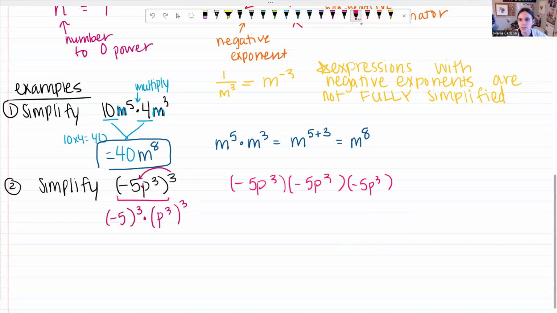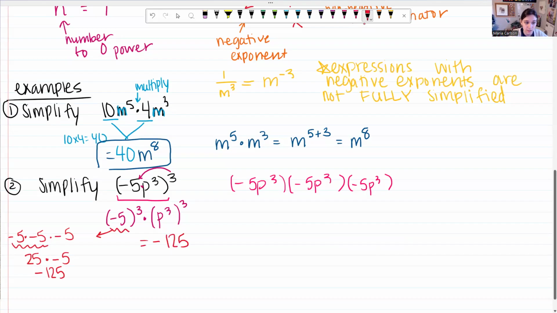So negative 5 in parentheses to the 3rd power really means that I'm going to multiply negative 5 3 times. So negative 5 times negative 5 times negative 5. And negative 5 times negative 5 is positive 25. So we're going to multiply positive 25 by negative 5, which is negative 125. So the coefficient in front of my answer is negative 125, because that is simply negative 5 cubed.